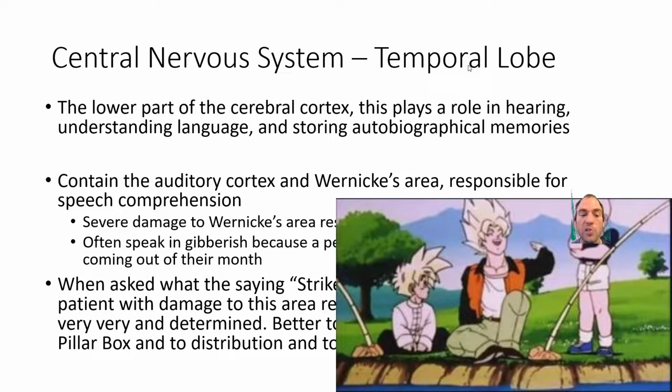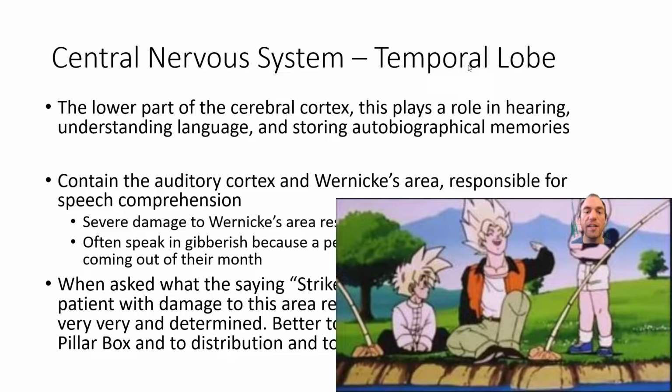So for example, when asked what the saying "strike while the iron is hot" means, a person with damage to their Wernicke's area or their temporal lobe responded, and I quote, "Ambition is very, very end determined. Better to be good into post office, in piler box, into distribution, into mail, in survey, in headmaster."